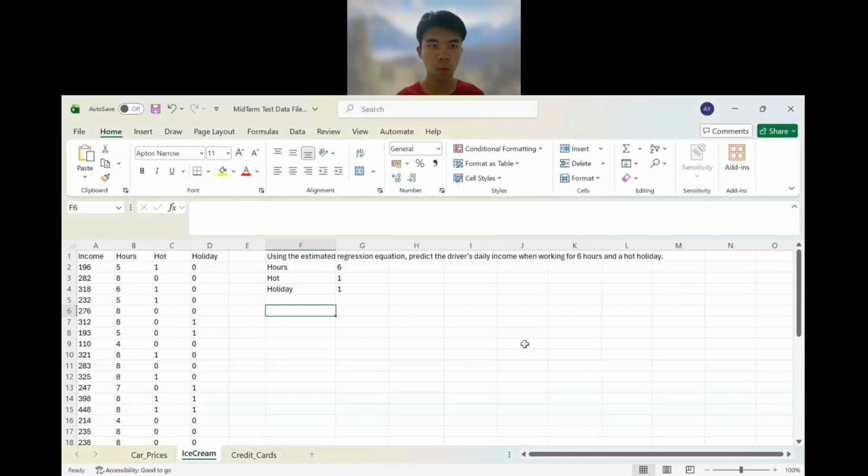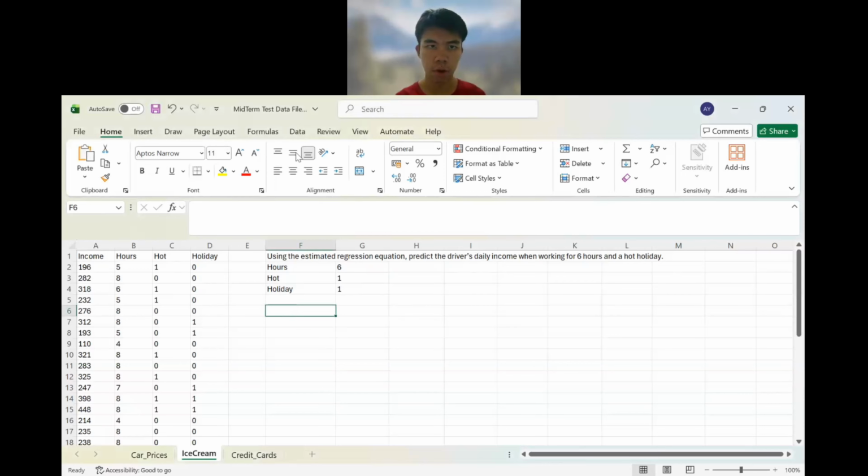Now moving to task 2. In this task 2, we need to estimate the regression equation and predict the daily driver's income when working 6 hours on a hot holiday. So here is the data set: the income, hours, hot, whether it is hot or not, and whether it is a holiday or not.